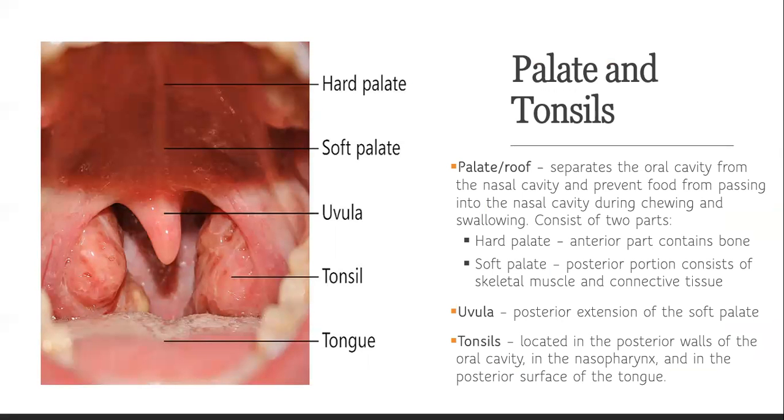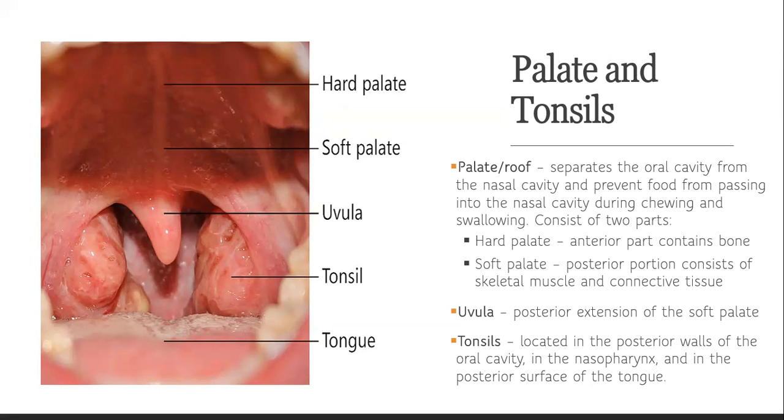Then we also have the palate and the tonsil. The palate or roof separates the oral cavity from the nasal cavity and prevents food from passing into the nasal cavity during chewing and swallowing. It consists of two parts: the hard palate, which is the anterior part and contains bone, and the soft palate, which is the posterior portion that consists of skeletal muscle and connective tissue.